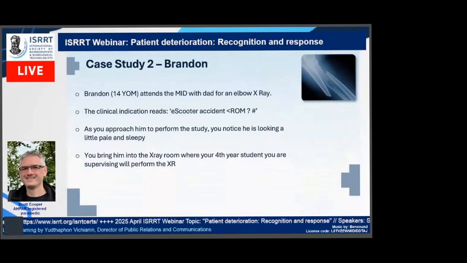Second case study now is going to be about Brandon, and he's a 14-year-old male who attends the medical imaging department with his dad for an elbow x-ray. He's come off his e-scooter and he's got a reduction in movement of his elbow. As you approach to perform the study, you notice he's looking a little pale and sleepy. You bring him into the x-ray room where your fourth-year student you are supervising will perform the x-ray.